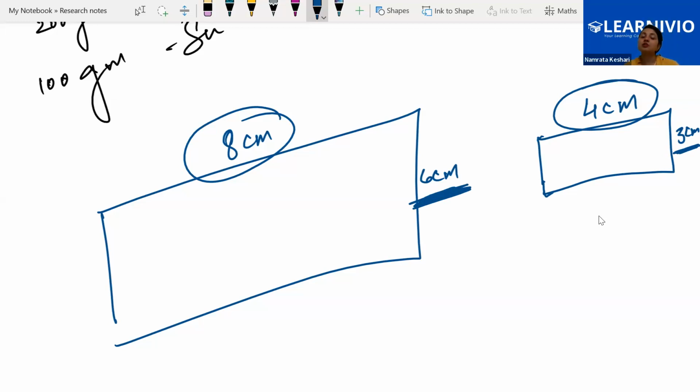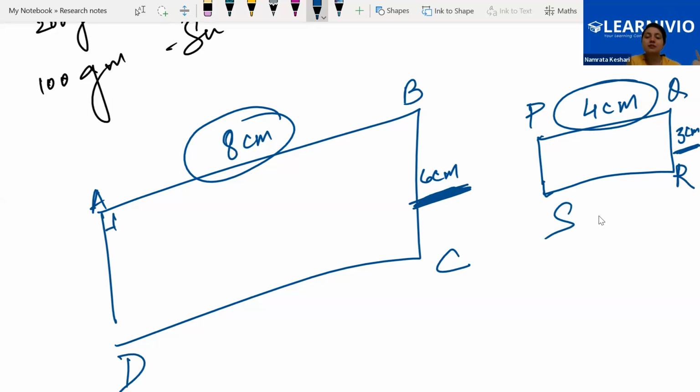So if we are reducing the length by half, the breadth we must also reduce by half. Then only we will be able to say that both figures ABCD are similar figures. So there are two criteria. The angles have to be the same, all the internal angles, and also the sides have to be in proportion.